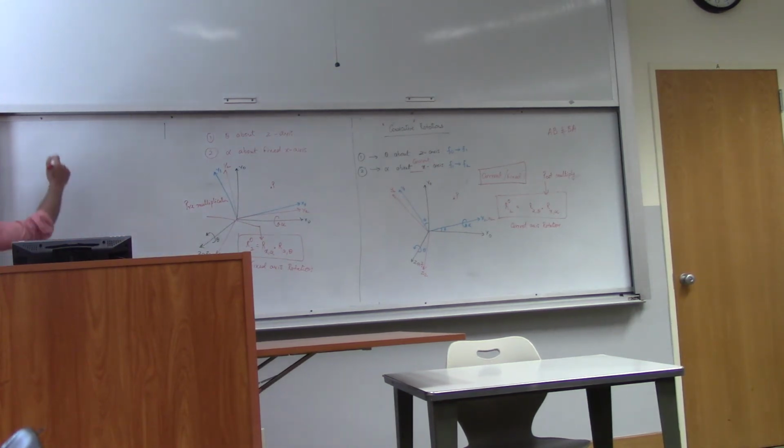So let me give you an example of consecutive rotations. Let's say we have three sets of rotations. First one is a rotation about the x-axis by an angle theta. Two, the rotation about the current y-axis by an angle theta. Three, a rotation about the fixed z-axis by an angle.